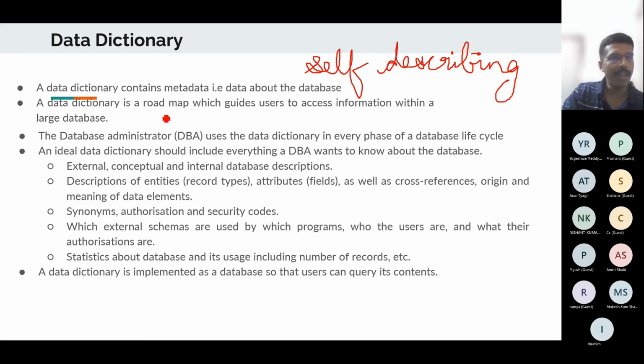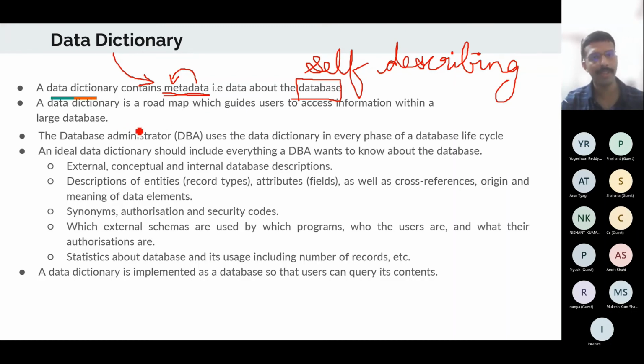A data dictionary actually contains what is called metadata. Metadata is data about data, right? So I have some data and I have some more data which tells me how to interpret this data. That is what is called metadata. So the data dictionary is basically the metadata of the database. It tells me how the data is organized inside the database, and it is a roadmap which gives users access to information within a large database.